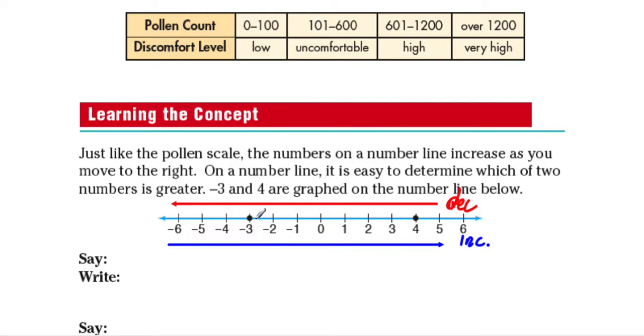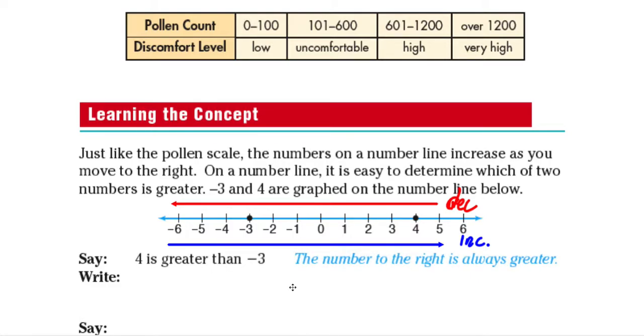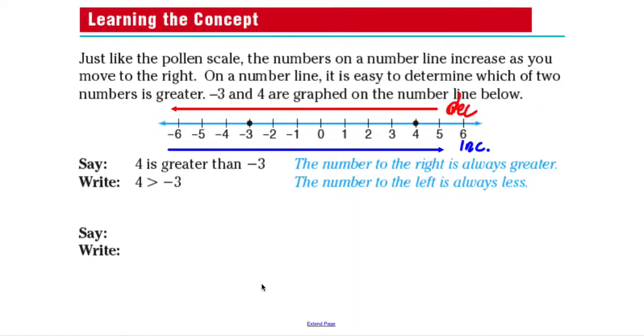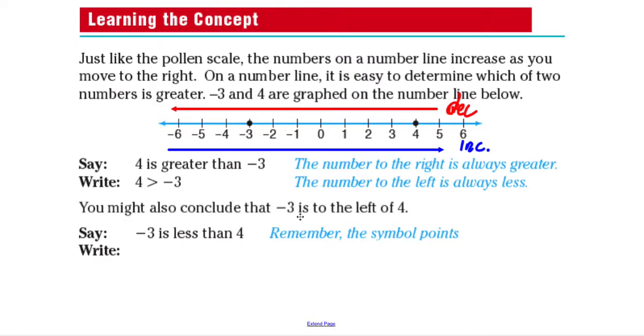Since you know here that -3 is to the left of 4, -3 is obviously less than 4. So we say 4 is greater than -3. The number to the right is always greater. We write that 4 is greater than -3, and that is an inequality symbol. We learned that last year as well. We can also say that -3 is to the left of 4, so -3 is less than 4.